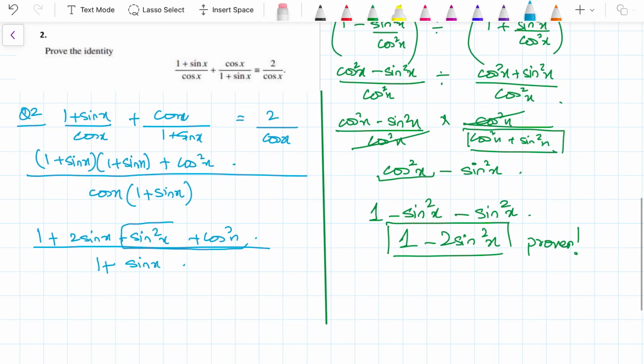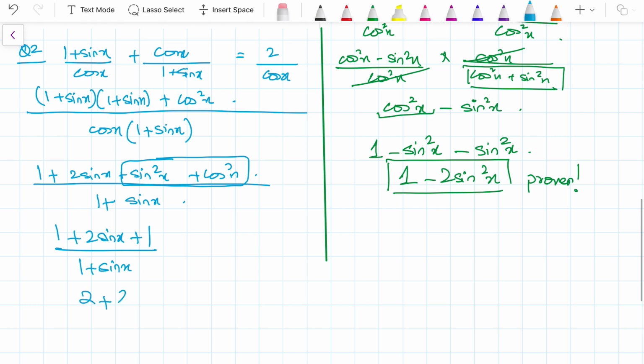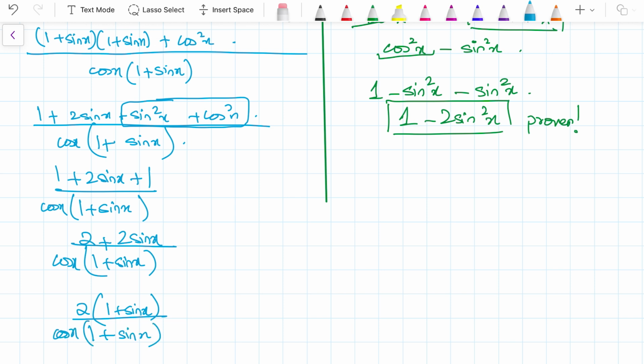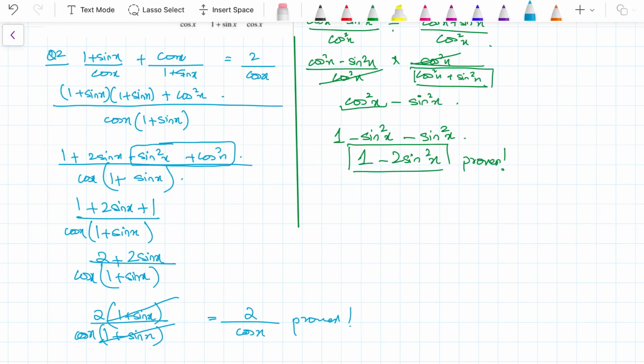Now we know sine square plus cos square is equal to 1. One plus 1 is a 2. Let's take 2 common out. I forgot to mention the cos x cancels out, so we are just left with a cos x in the denominator, and we have proven what they wanted us to prove. So this is what they want us to prove, and we have proven the same thing.